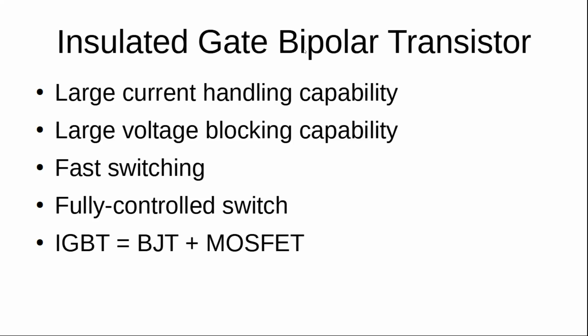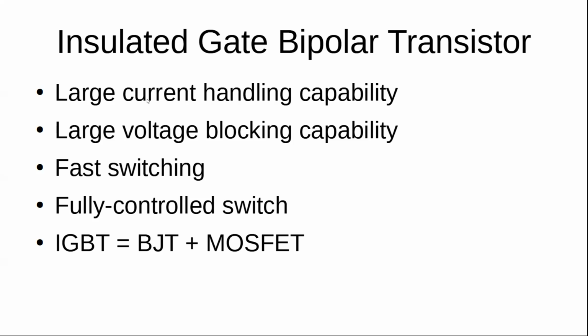So it means you're going to have holes and you're going to have electrons. So the bipolar coming from the BJT is fully controlled. It's fast switching. By fast switching, I mean it switches on and off faster than a BJT. It's not necessarily faster than an equivalent MOSFET, because it's still a bipolar device, but the switching is going to be faster than the BJT.